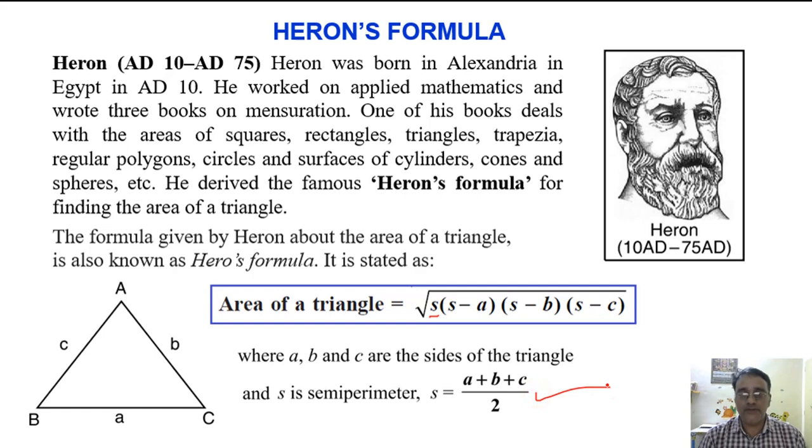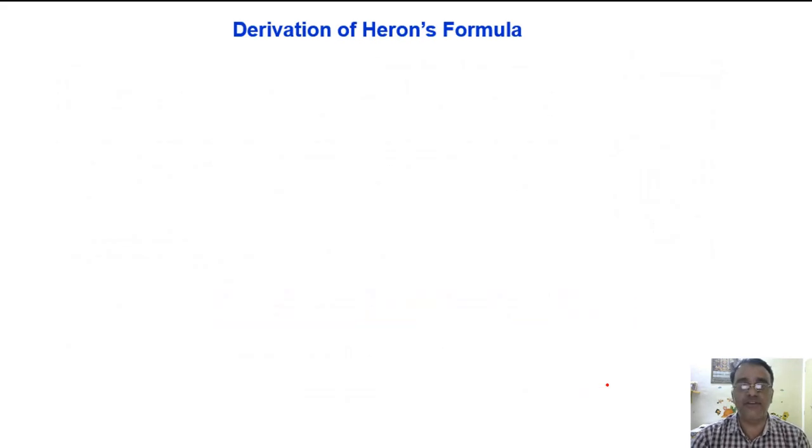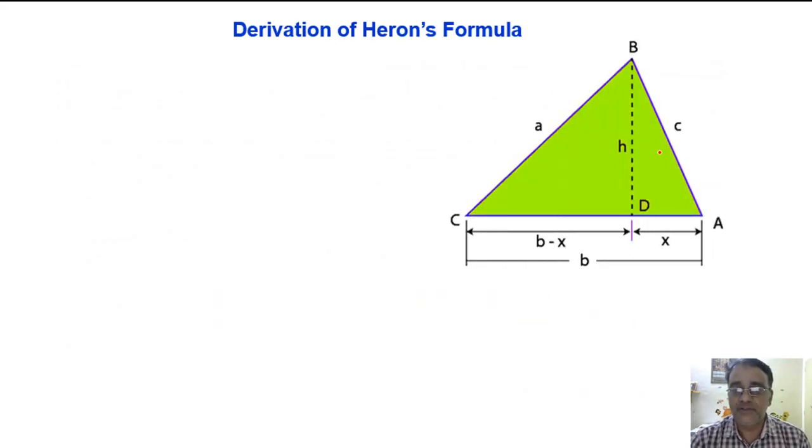Okay, now we are going to derive this Heron's formula. Though it is not in your syllabus, you should know how to derive Heron's formula, only for understanding purpose. So let us start the derivation. Let ABC be a scalene triangle. This formula is useful in a scalene triangle, because for a right triangle and an equilateral triangle we have one formula, so we can use that formula directly. But if a scalene triangle is there, then this formula is very useful.